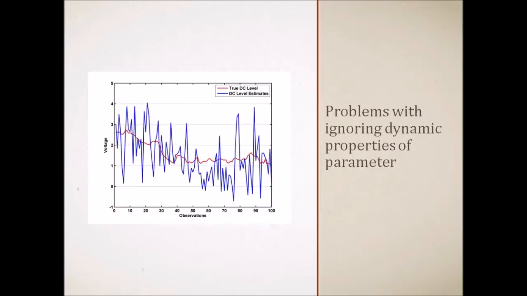So now let us look at a plot which illustrates this problem. The red plot basically shows the unknown parameter which evolves with time, and the blue plot shows the DC level estimates, which are basically the observations themselves, which has the variance much larger than the variance within the parameter. This problem results because of ignoring the dynamic properties of the parameter.